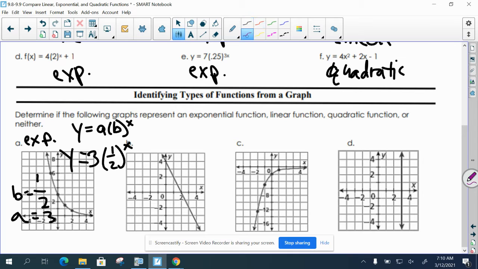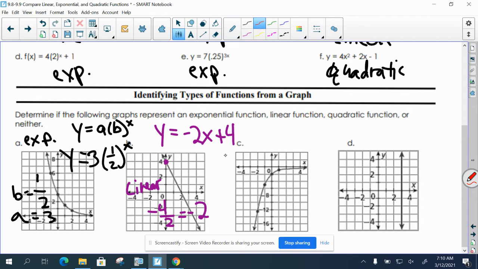For part B, this is linear. And let's see, if I pick my y-intercept as 4, and if I go down 4 and over 2 to get to this point, or you could go down 2 and over 1, the slope would be -2. So the equation would be y equals -2x, because mx is the slope, and then plus 4.